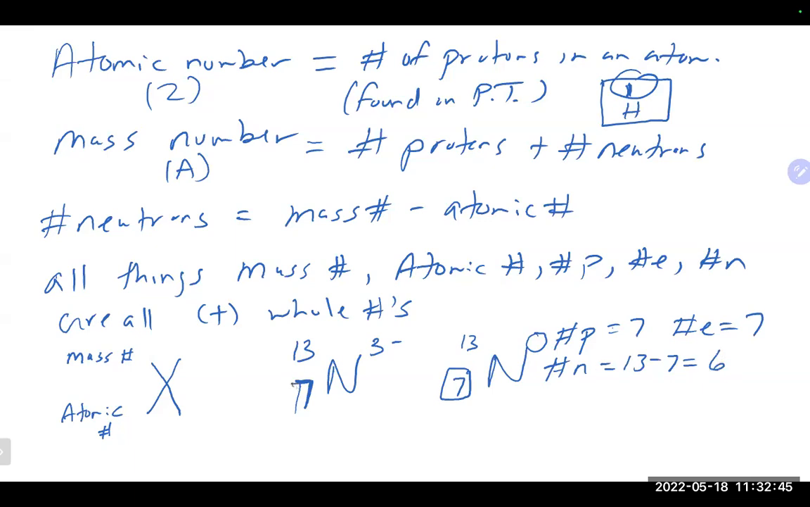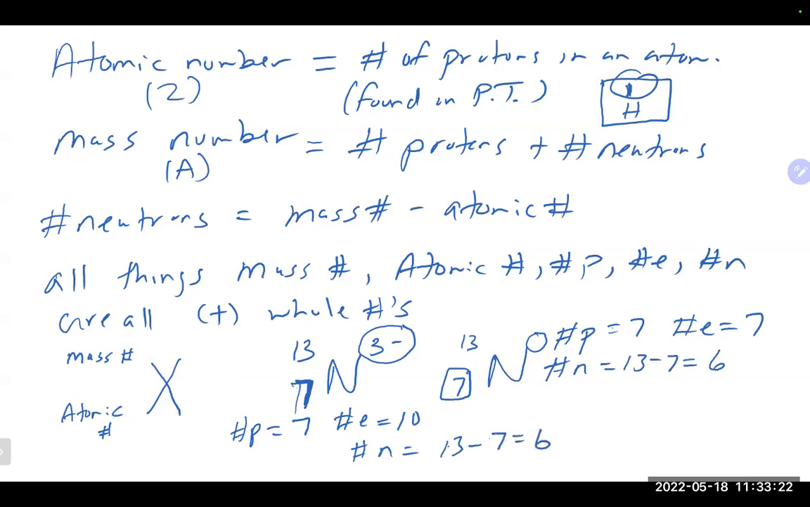When we do get something with a charge, our number of protons for this guy would still be 7. Again, we cannot change the protons, otherwise we change the element. But in this case, it has a -3 charge, which is an anion. Minus means it gained electrons. 3 is how many it gained, which means it actually, in this case, would have 10 electrons. 10 negatives and 7 positives leaves us 3 negatives overall. And our number of neutrons here would obviously still be 6 in this case.